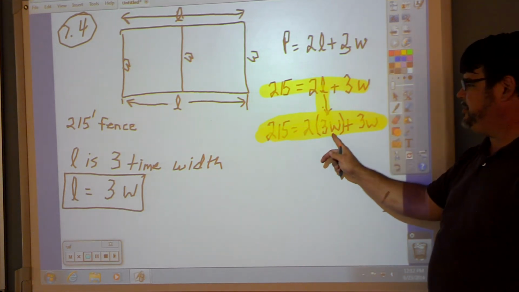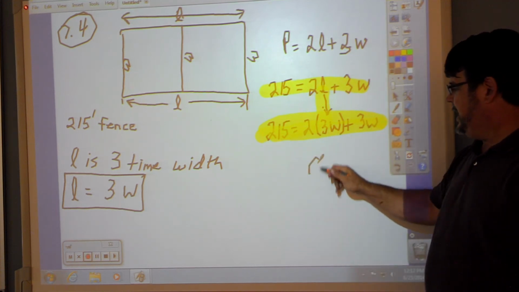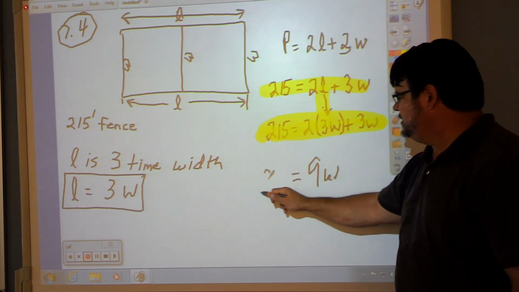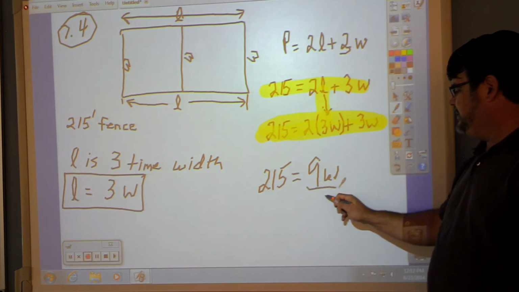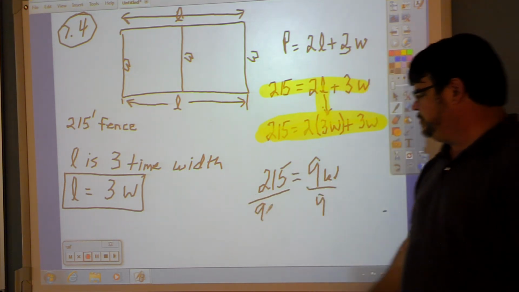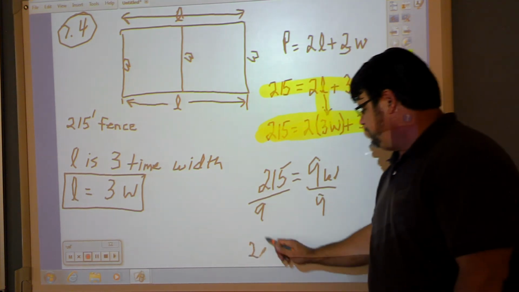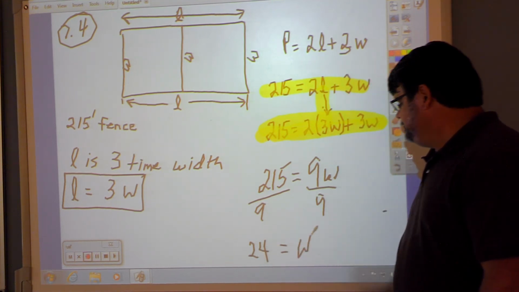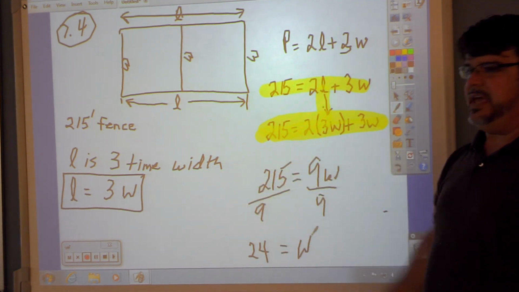Alright, now you can solve it. 2 times 3W is what? 6W. 6 plus 3 is 9W. I'm going to finish it because you might get this on a standardized test, especially you nursing people. Divide by 9. 9 will go into 215 how many times? 23 times, that leaves 8. 24 is approximate. Equals W. And if W equals 24, what's the L?